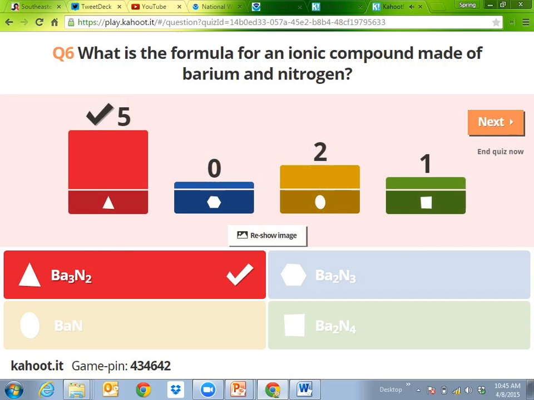It is the triangle. So remember how this works: if you look up barium, what charge is it? You have to find it. A +2. Yep. And if you look up nitrogen, 3 minus, it picks up 3 electrons to become like neon. Yep, exactly. So if you crisscross, that's what you get. All right. Next.